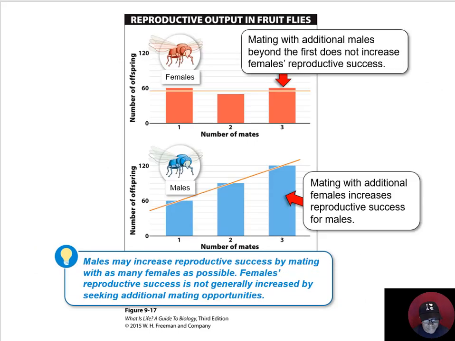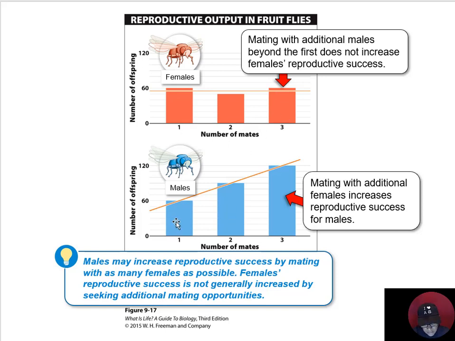All right, let's take a look at some behavioral output when it comes to reproduction. So when we take a look at fruit flies, males may increase reproductive success by mating with as many females as possible. Okay. However, females' reproductive success is not generally increased by seeking additional mating opportunities, because it doesn't matter how many mates they have, they're still going to have the same number of offspring. So it doesn't make it beneficial for females to mate with a number of different males, right?